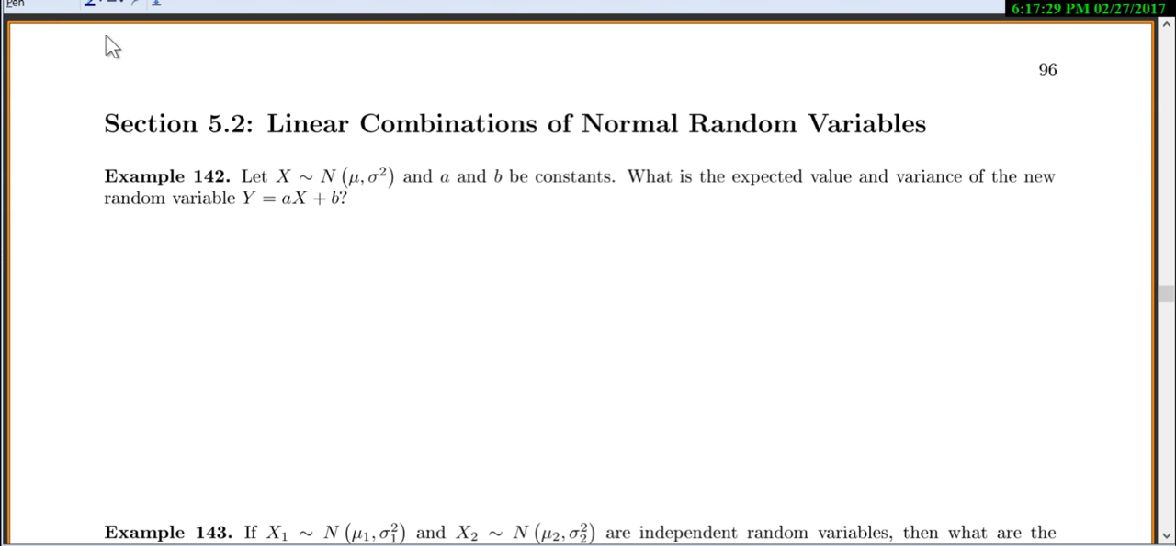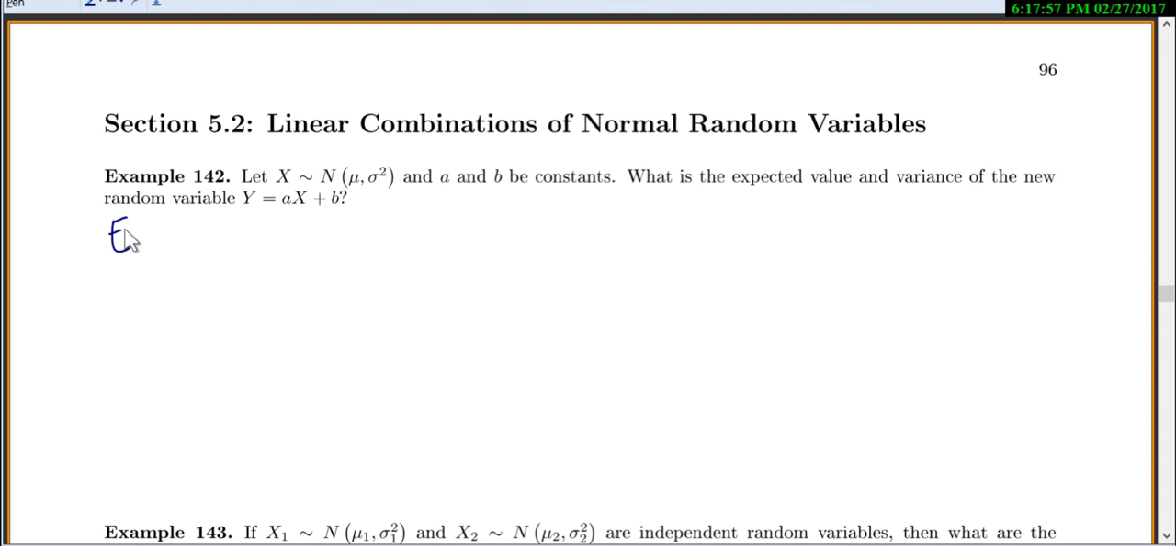Okay, then section 5.2. This is linear combinations of normal random variables. And this actually goes back to what we learned in section 2.6, so it is actually useful. We do use it later on. Let's say that x has a normal distribution with mu and sigma squared, and a and b are just constants. What is the expected value and variance of a new random variable y, which is ax plus b?